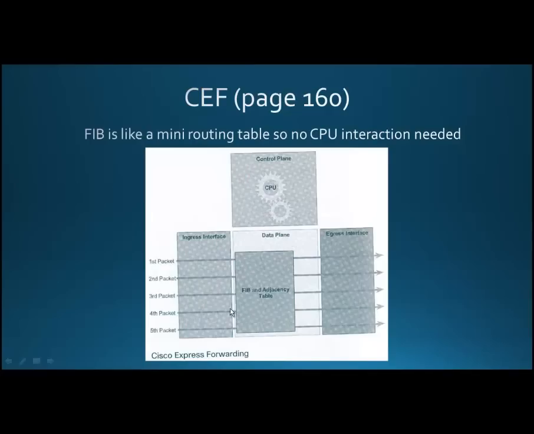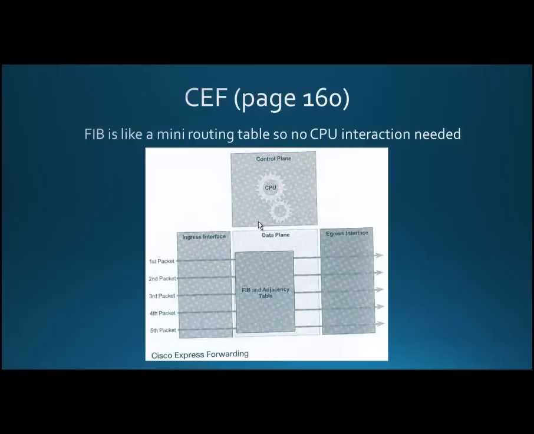Notice, no matter where the packets are going, the FIB table has all their information for them. So there's no need to access the CPU and slow the router down. So as far as routing goes, Cisco Express Forwarding is kind of the way to go.